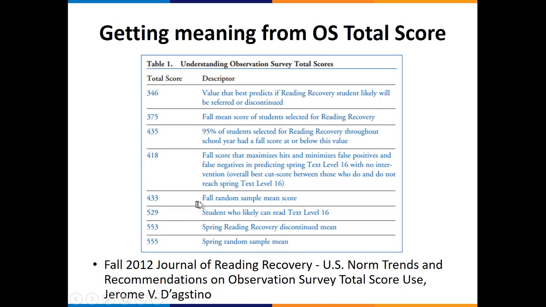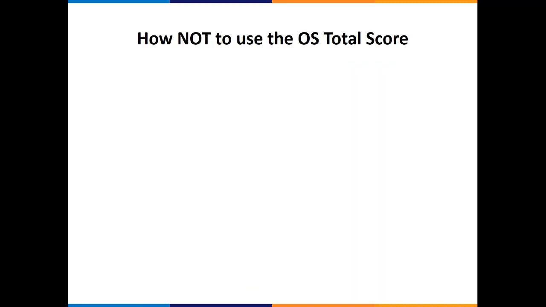Our fall random sample kids come in with about a 433. Kids at the end of the school year who have a 529 are most likely reading at a level of 16. So just a few things that you can get some meaning out of the OS total score. Now I'm going to take not really a step backwards, but let me give you a couple scenarios of how not to use the OS total score.